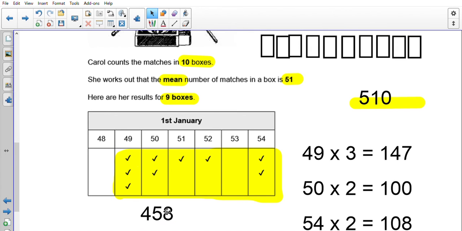Okay, good way to spend your day. If you find yourself getting bored, go and count some matchboxes, or matches in matchboxes rather.